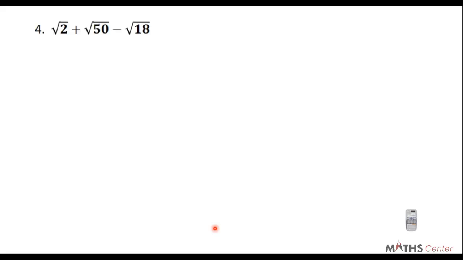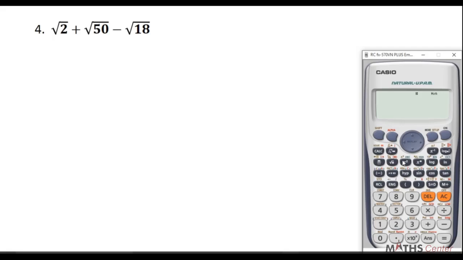We have square root of 2 plus square root of 50 minus square root of 18. So we reduce these ones to its basic form, since square root of 2 is already in its basic form. So square root of 50, you should be conversant with this by now. So square root of 50 will give us 5 root 2. Now in this case the perfect square we are looking for is 5 squared, which will give us 25. So you replace 50 with 25 times 2.